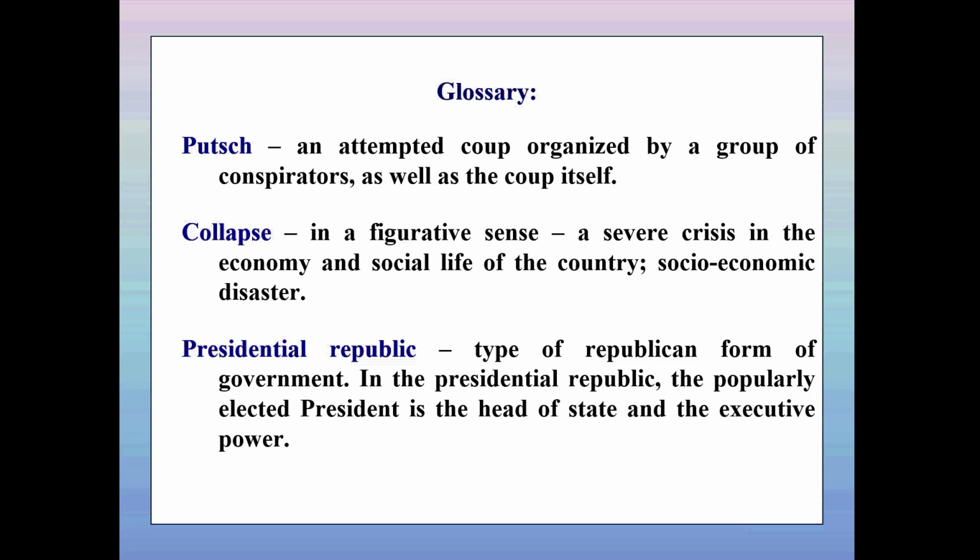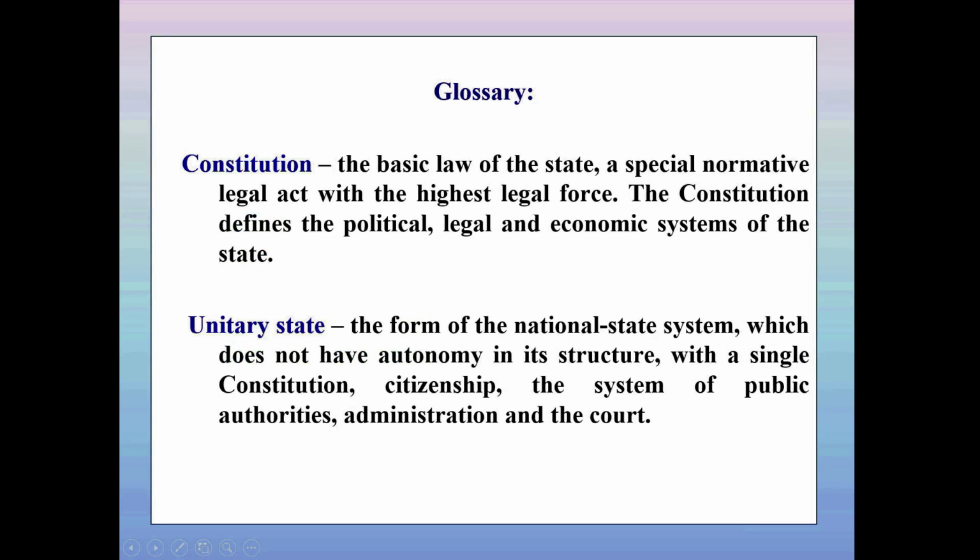Presidential republic is a type of the republican form of government. In the presidential republic, the popularly elected president is the head of state and the executive power. On the next slide, we find 2 more terms. These are constitution and unitary state. Constitution means the basic law of the state, a special normative legal act with the highest legal force. The Constitution defines the political, legal, and economic system of the state. Unitary state is the form of the national state system which doesn't have autonomy in its structure, with a single constitution, citizenship, the system of public authorities, administration, and the court.